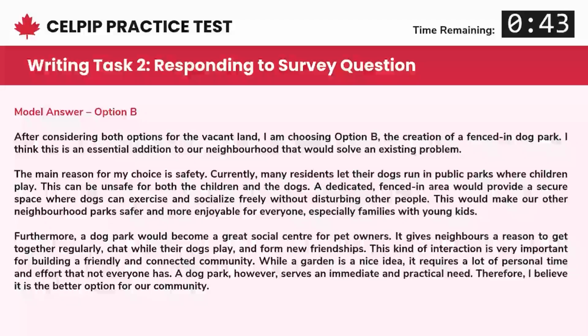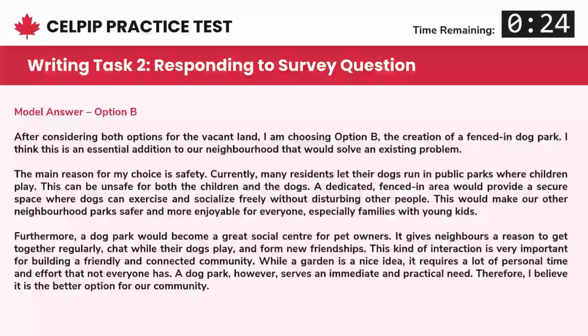The response is organized in a logical way. It has a clear introduction that states the choice, followed by two separate paragraphs, each discussing a different benefit. This structure helps the reader understand the writer's thinking step by step. The tone is confident and focused on practical community benefits.